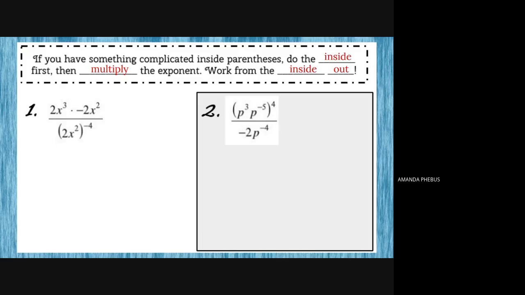Okay, so for number one, I'm going to multiply the 2 times the negative 2 in the numerator, get negative 4. I'm going to do x to the third times x squared. I'm going to add those exponents and get x to the fifth. So I've simplified that numerator. In the denominator, I have these parentheses with this exponent on the outside. I'm going to multiply. So this is going to be 2 to the 1 times negative 4 is negative 4. X to the 2 times negative 4 is x to the negative 8.